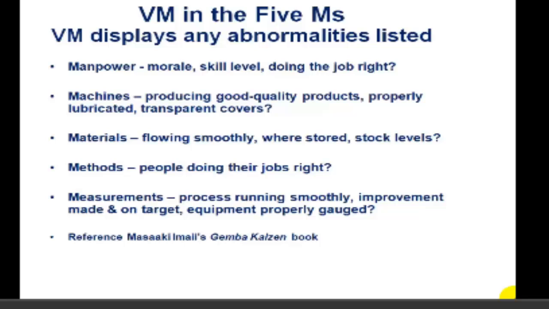Visual management in the 5 M's. Visual management displays any abnormalities of these things listed. Manpower: morale, skill level. Are they doing the job right? Machines: are they producing good quality products? Properly lubricated, with transparent covers so we can see what's going on in there. Materials: flowing smoothly, where stored, at what stock levels. Methods: are people doing their job right? Measurements: is the process running smoothly? The improvements we've made, are they being implemented and are they on target? And is equipment properly gauged?